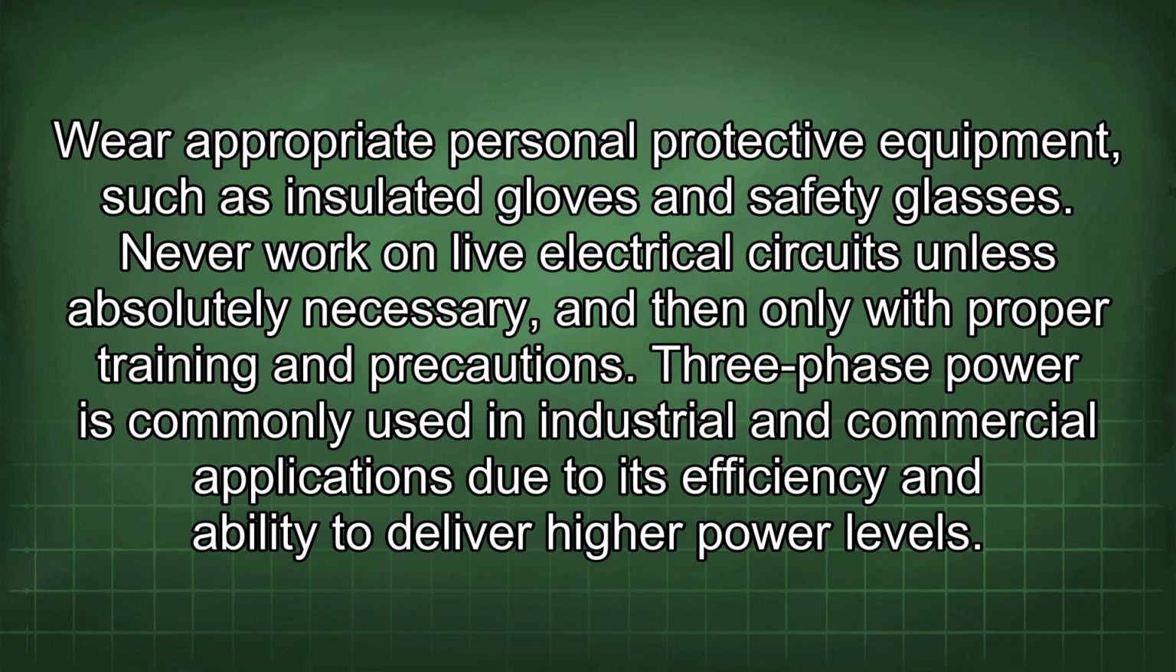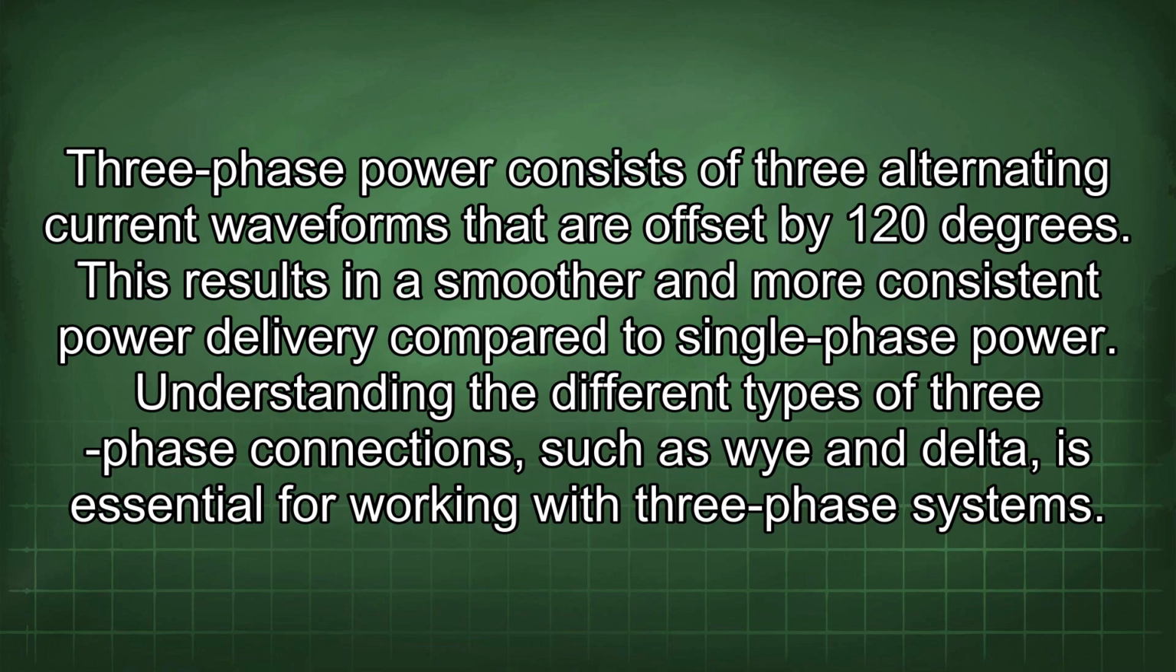Three-phase power is commonly used in industrial and commercial applications due to its efficiency and ability to deliver higher power levels. Three-phase power consists of three alternating current waveforms that are offset by 120 degrees. This results in a smoother and more consistent power delivery compared to single-phase power. Understanding the different types of three-phase connections, such as Y and delta, is essential for working with three-phase systems.